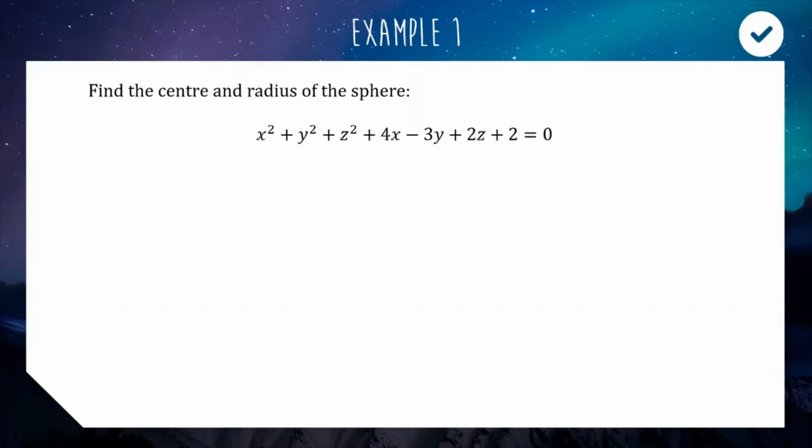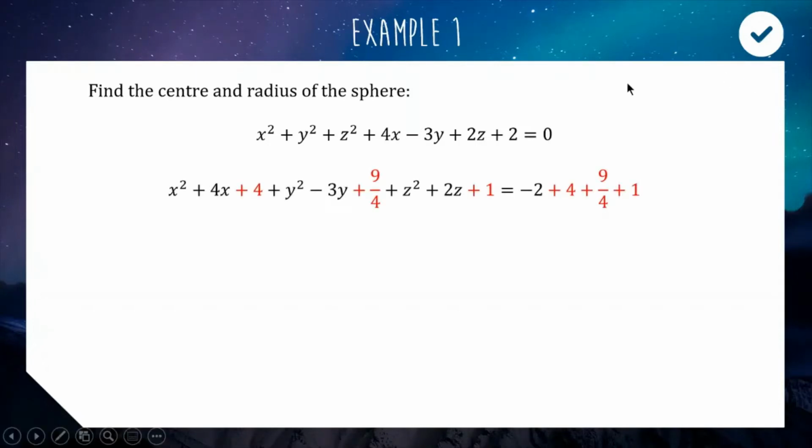So like I said, we're basically just doing 3 cases of completing the square. So it's going to look like this. Just moving the plus 2 across to make negative 2 just makes it a bit more simple. And now we put the x squared with the 4x, and we put the y squared with the minus 3y, and we put the z squared with the plus 2z.